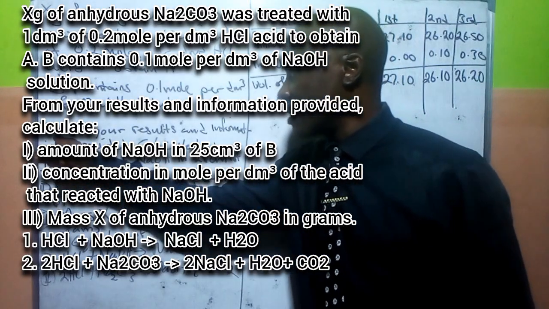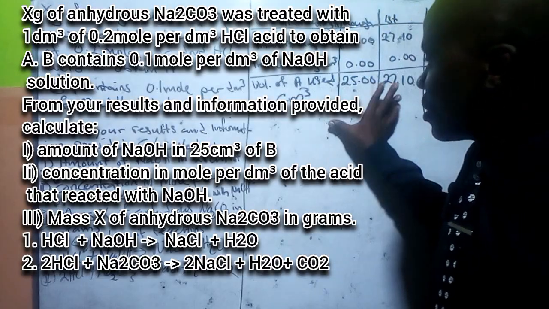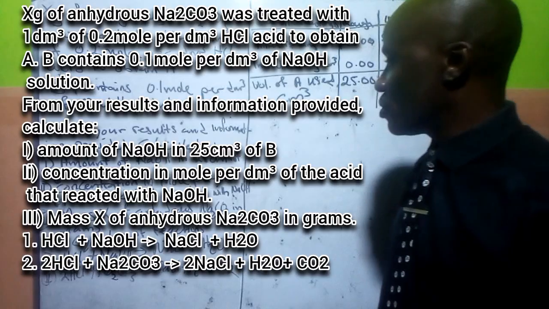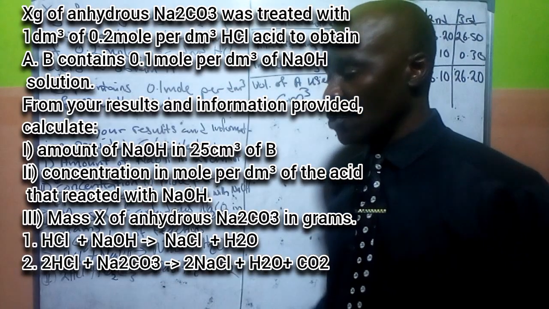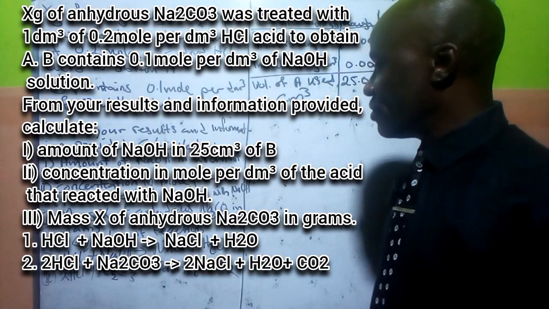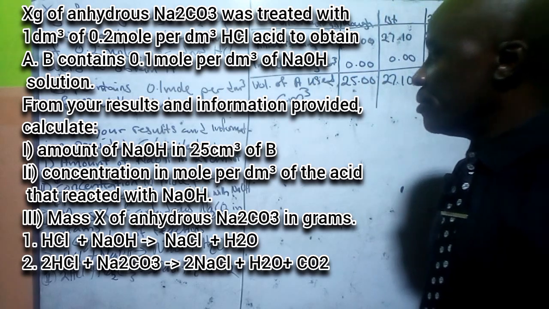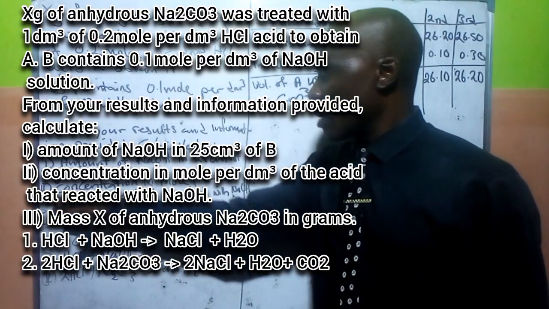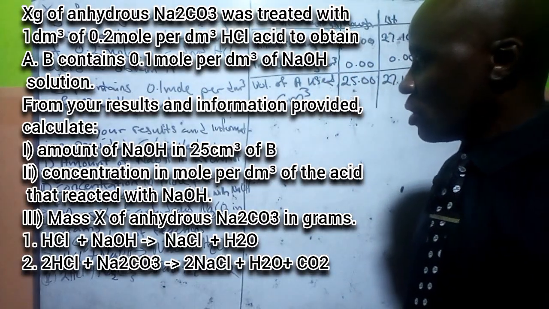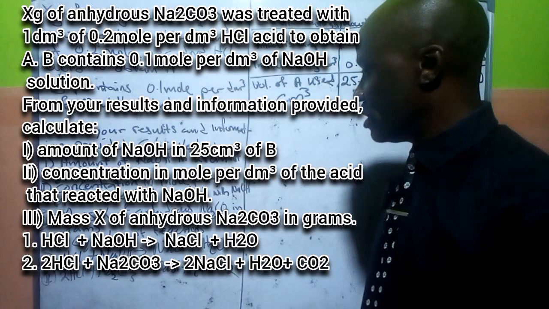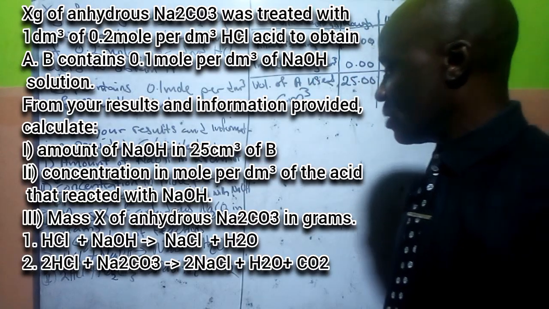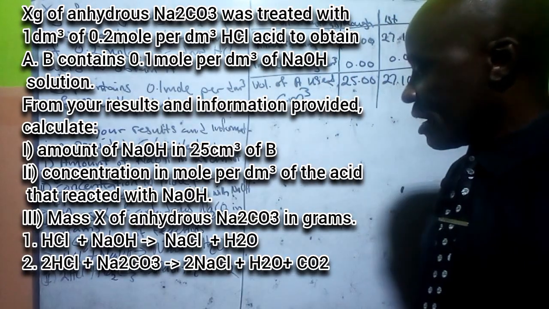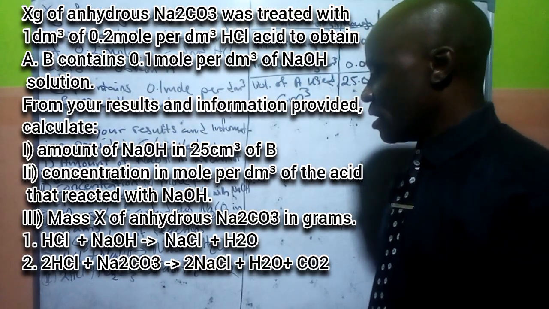So after that, the next thing you will see is that from your results and the information provided, calculate the amount of sodium hydroxide in 25 cm cube of B. B is this one we're looking at, 0.1 mole per dm cube. Now, the second question is the concentration in mole per dm cube of the acid that reacted with sodium hydroxide. And the last one is the mass S of anhydrous sodium trioxocarbonate in grams.